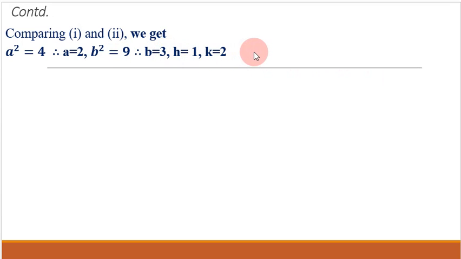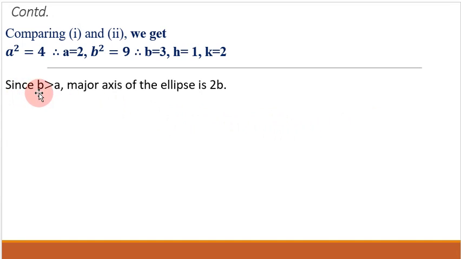Now we have to find which one is the major axis, either it is 2a or 2b. So look at here, the value of b is greater than a equal to 2. So the major axis is 2b. b is greater than a, so the major axis is 2b. So the axis lies on the y axis.